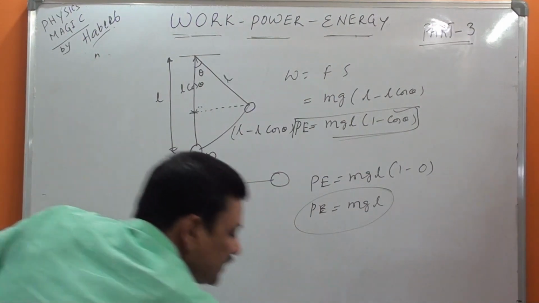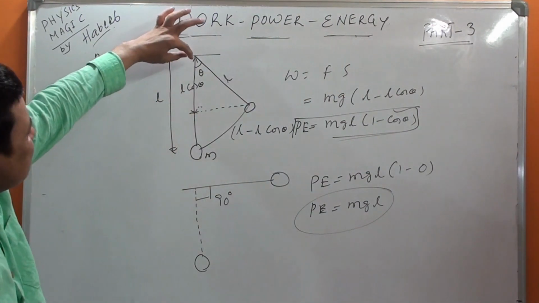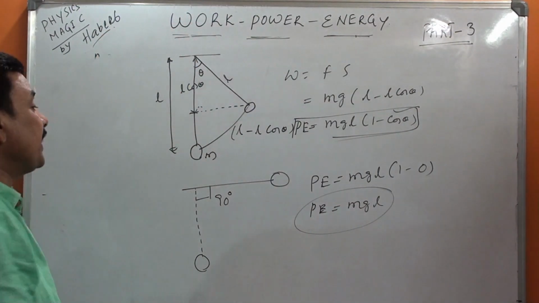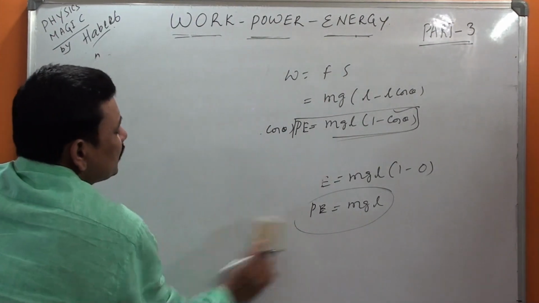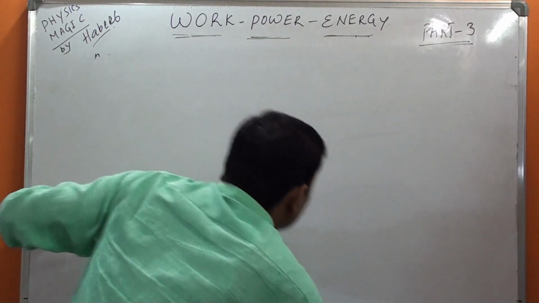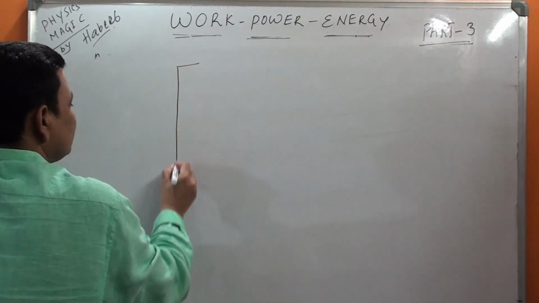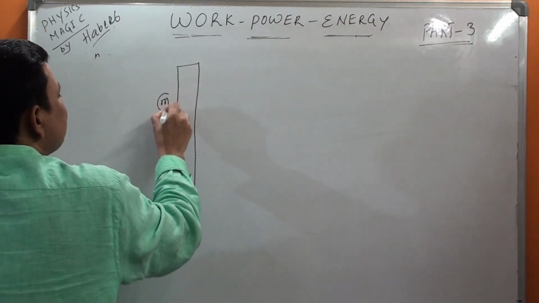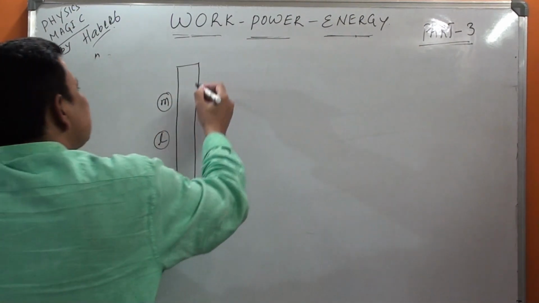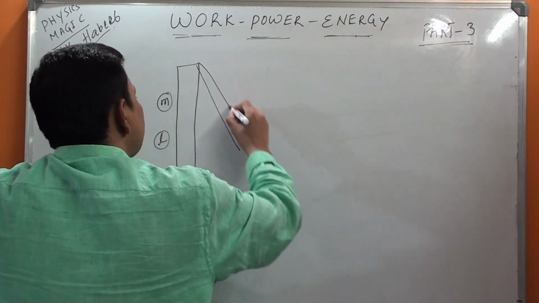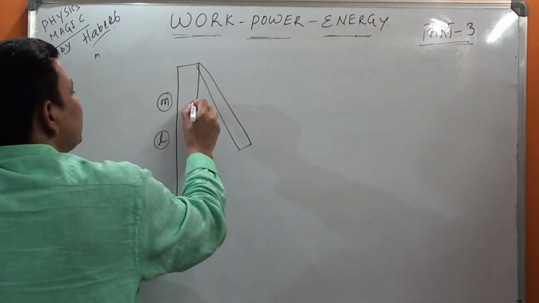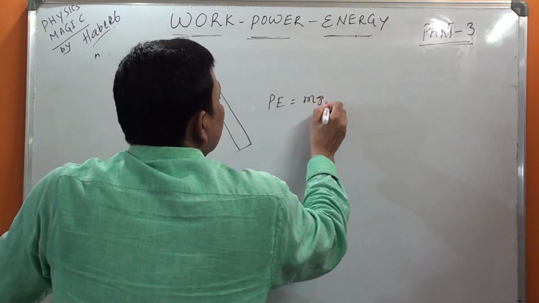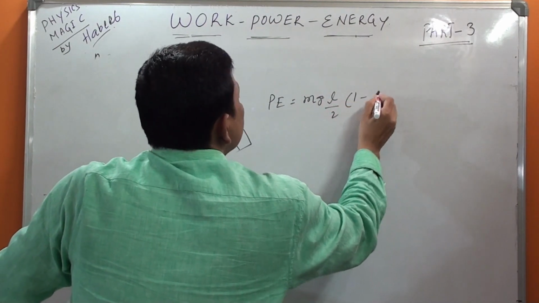Instead of this pendulum, this is a string of negligible mass. Mass is not there. Instead of this one, for example, if you take a scale, this is another very important concept, whose mass is m, length is L, and if this scale is lifted like this with angle theta, then in this case PE is equal to mg L by 2 into 1 minus cos theta.